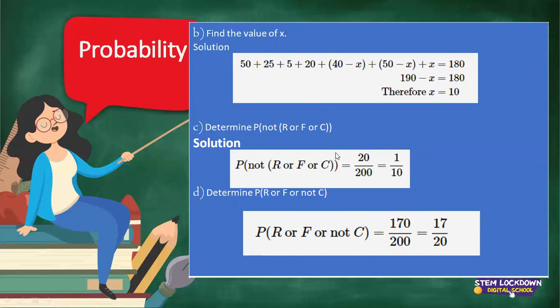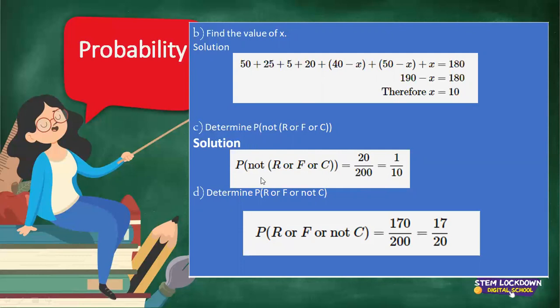So 1 minus 180 over 200, rather; the sample space is 200. The combination of rugby, soccer, and cricket is 180, so the probability of rugby, soccer, and cricket is 180 over 200. Now, to answer the question, the probability of not rugby, soccer, and cricket will be 1 minus 180 over 200, which is 20 over 200, simplified into 1 over 10.